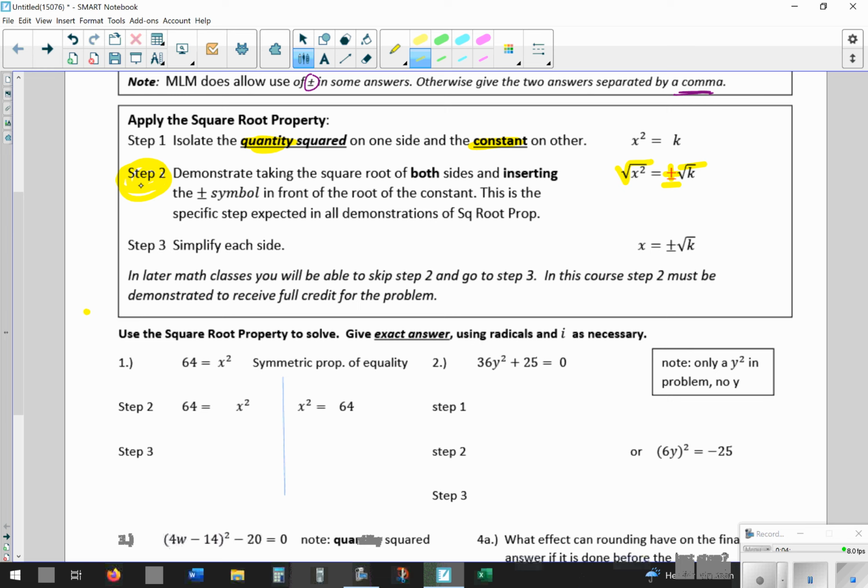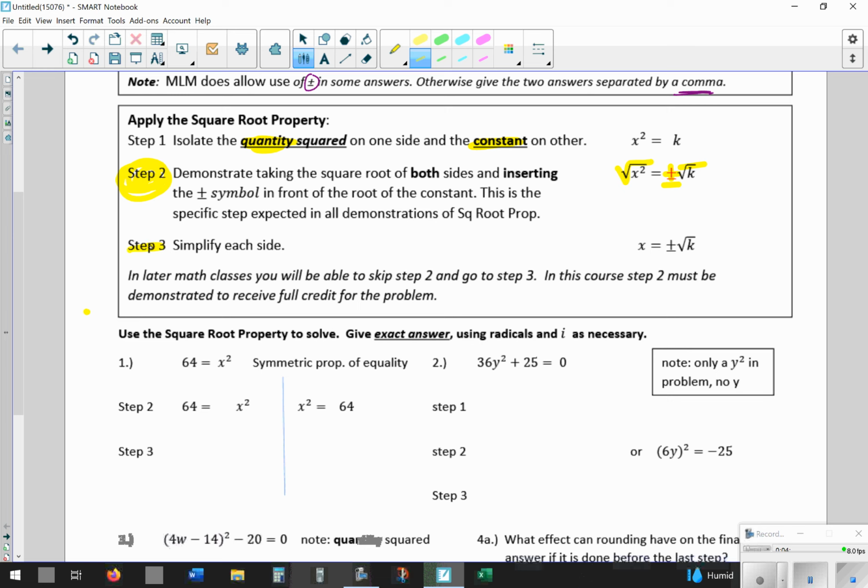Once we've completed that step, we're going to do whatever it takes to simplify. And for our first two examples, once we've isolated that quantity squared, we're not going to have any other steps to do. But when we look in question 2 at the alternate way to work it and problem 3, we will see where we have those simplifying steps for step 3.